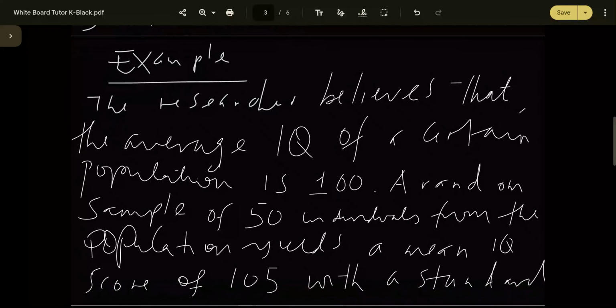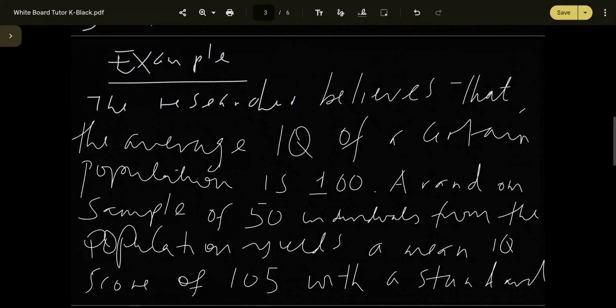Let's look at this example. A researcher believes that the average IQ of a certain population is 100. A random sample of 50 individuals from the population yields a mean IQ score of 105 with a standard deviation of 10.